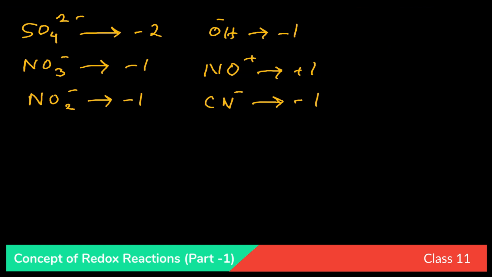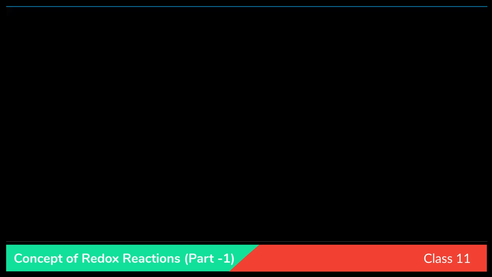Next, we will calculate the oxidation number in some compounds. That means for some elements which will be marked with an asterisk, you have to find the oxidation number of that element. Now we will calculate the oxidation number in some compounds. Calculation of oxidation number.